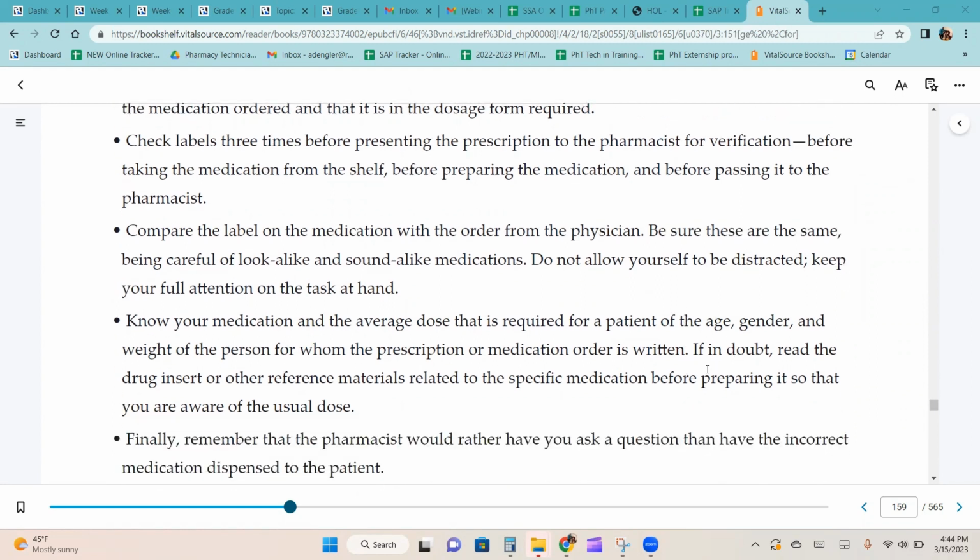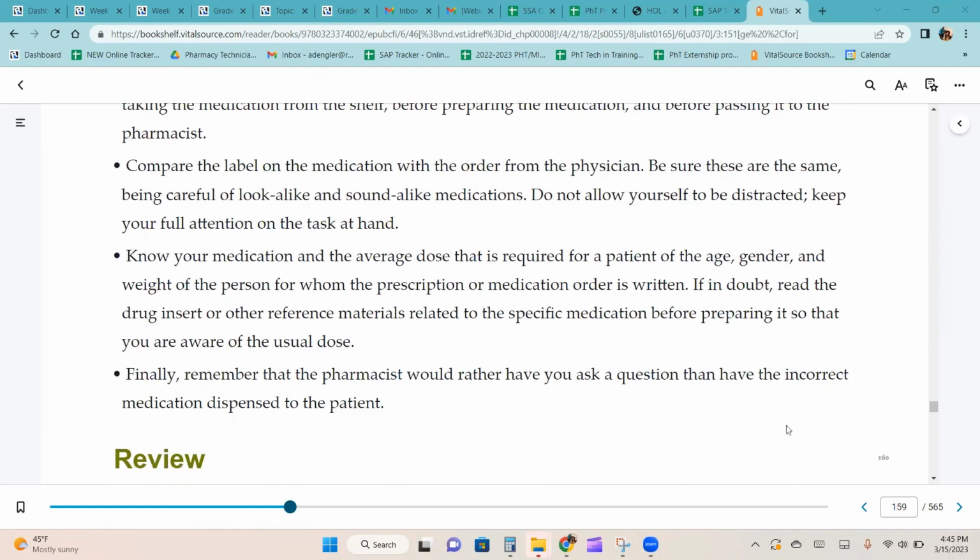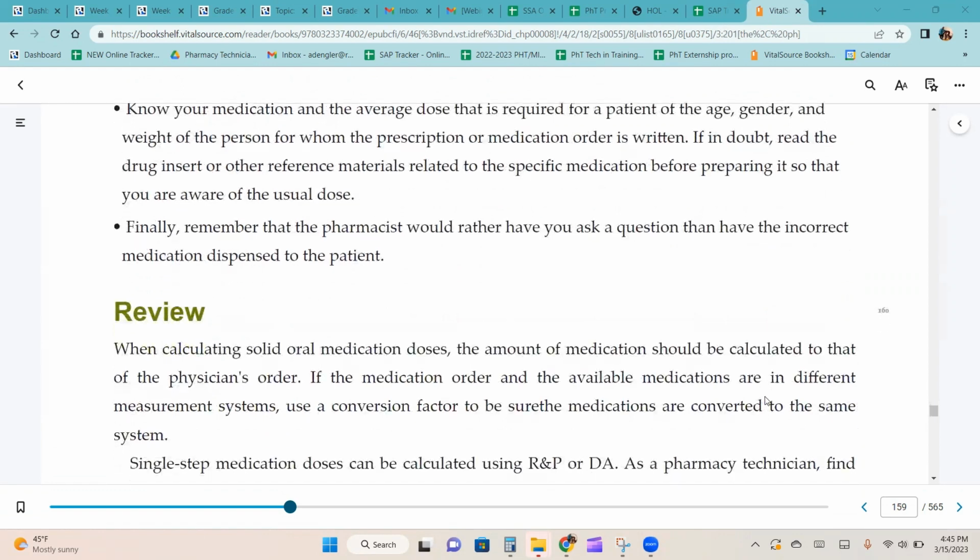Know your medication and the average dose that is required for a patient of the age, gender, and weight of the person from whom the prescription or medication order is written. If in doubt, read the drug insert or other reference materials related to the specific medication before preparing it so that you are aware of the usual dose. Finally, remember that the pharmacist would rather have you ask a question than have the incorrect medication dispensed to the patient.